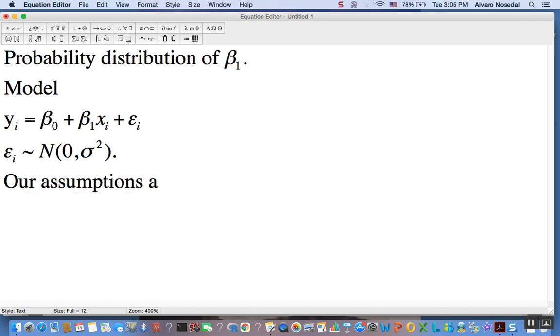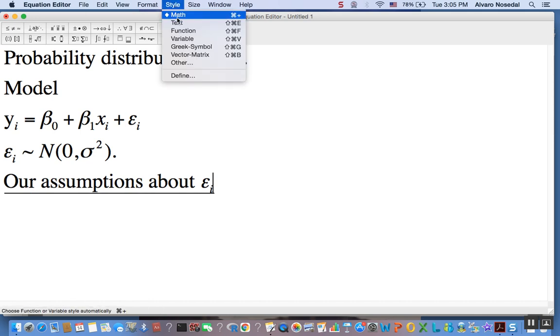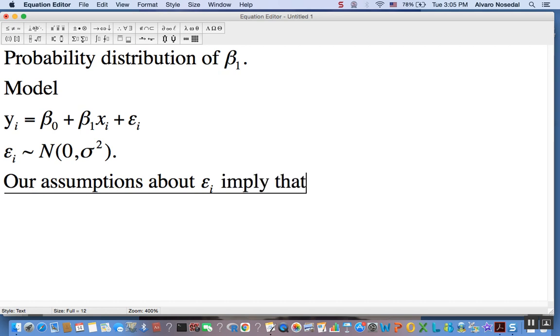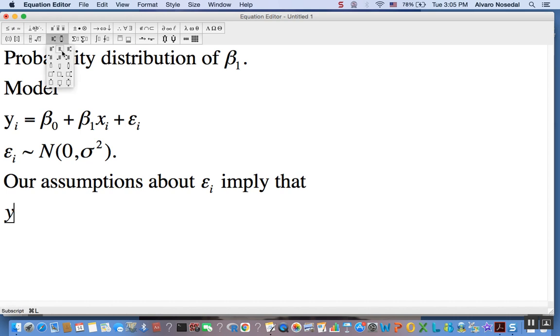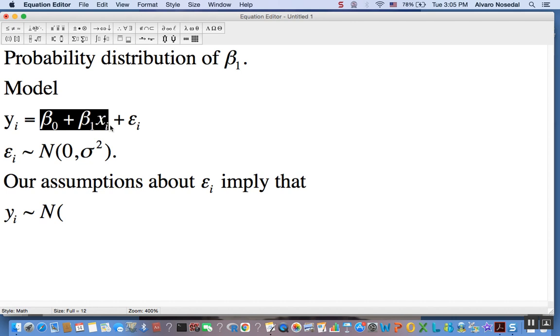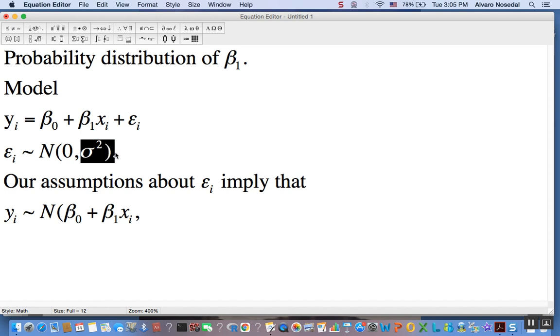Our assumptions about epsilon i imply that yi is normally distributed with mean beta 0 plus beta 1 xi and variance sigma square.